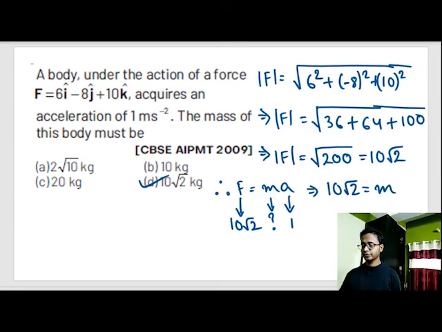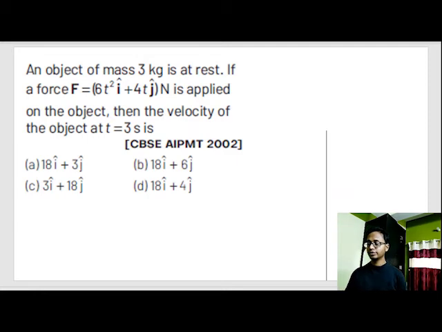Let's do the next question. The object of mass 3 kg is at rest. If a force 6t square i plus 4t j is applied on the object, then the velocity of the object at t is equals to 3 is. Here, the force is not constant.